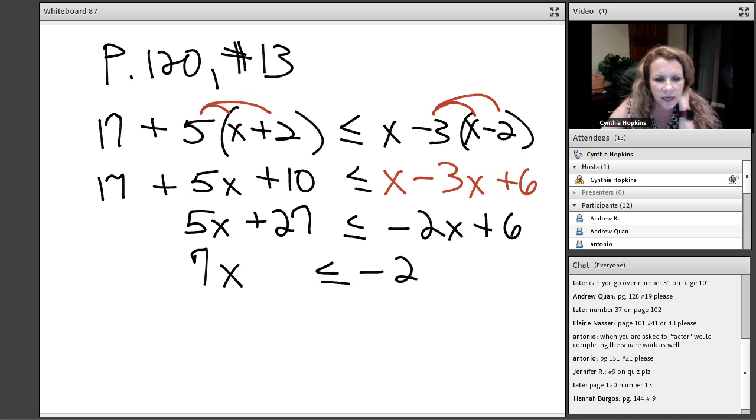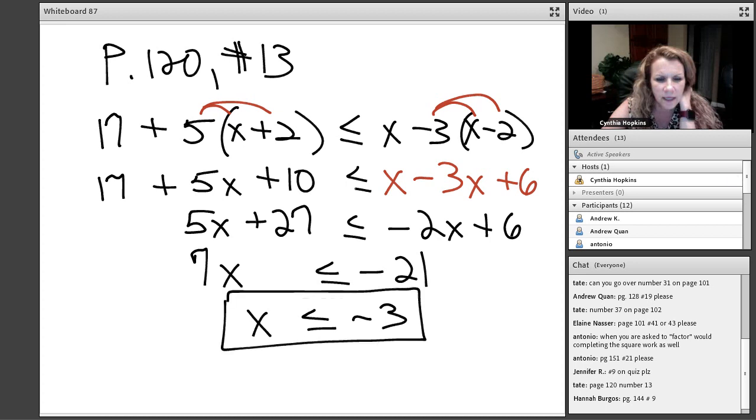So let's go ahead and add 2x to both sides. That gives me 7x is less than or equal to. I'm going to subtract 27 from both sides, and I get negative 21. Okay, my next step is to divide by positive 7. So you do not change the sign, and you get x is less than or equal to negative 3.